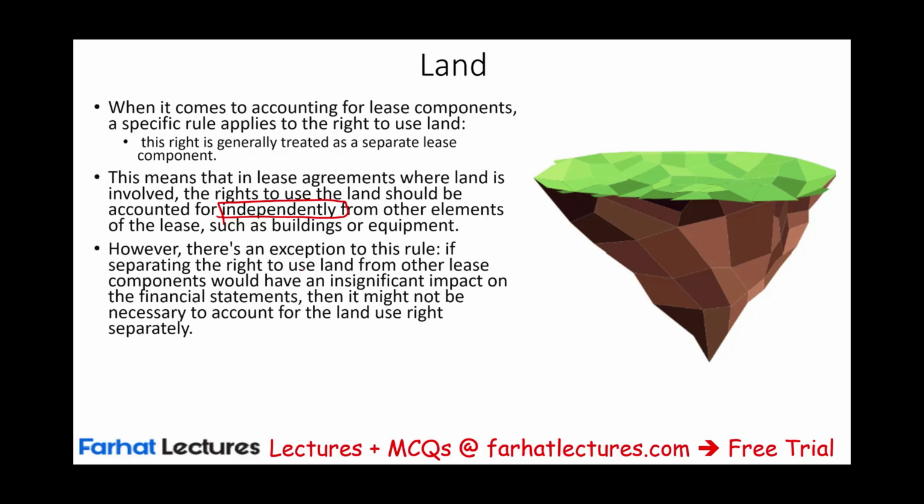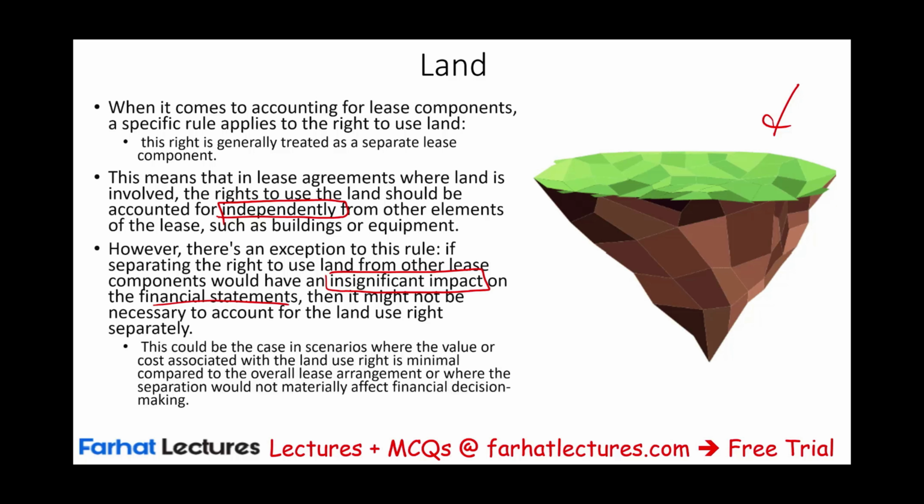If separating the right to use of the land from other lease components would have an insignificant impact on the financial statement, it means the land component is immaterial, then it may not be necessary to account for the land as a separate lease. This could be the case in scenarios where the value or the cost associated with the land, the right to use it, is minimal compared to the overall lease agreement, or where the separation would not materially affect the financial position. So it's immaterial. The land component is immaterial.